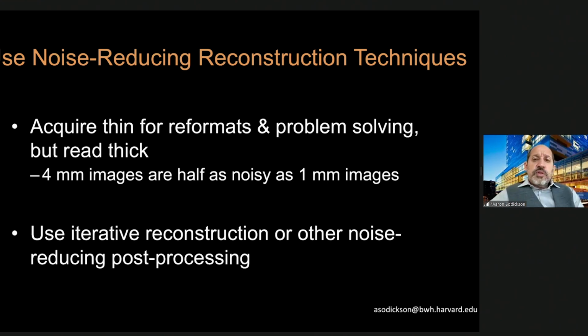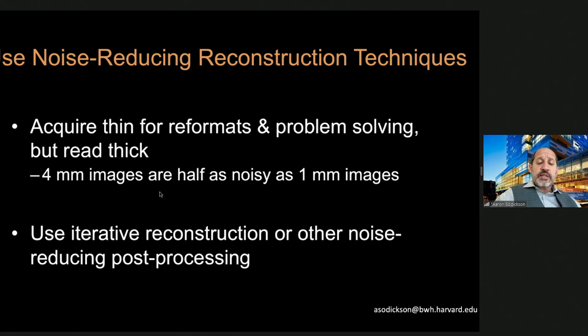Using noise-reducing reconstruction techniques. The first one is very low tech. It's fine to acquire thin images for reformats and problem solving, but it is best to read thicker. So keep in mind that 4 millimeter images have half as much noise as 1 millimeter images because they've got 4 times as many X-rays contributing to their creation. Noise goes as the square root of the number of photons.